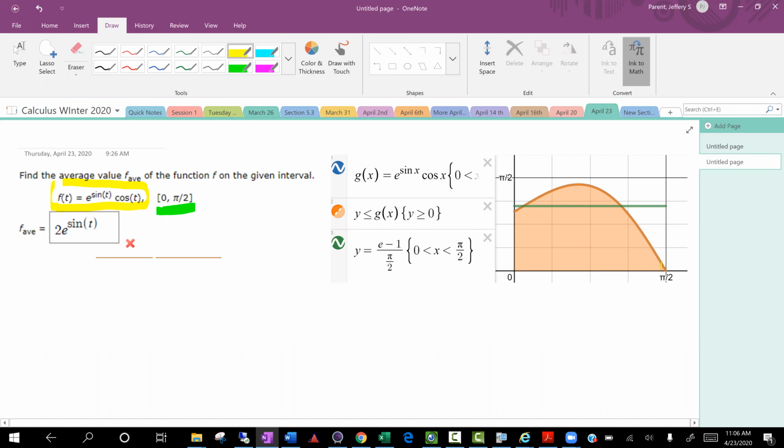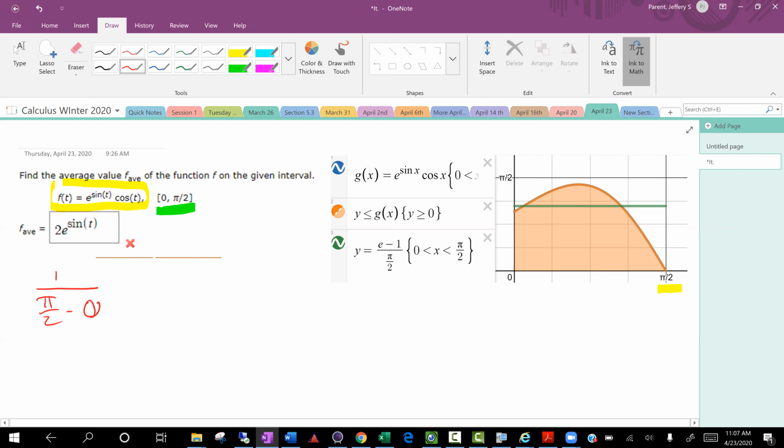Here's the graph, kind of an interesting looking graph if you actually did look at it beyond the interval 0 to pi over 2. But what we're interested in is the average value of this function. Now to get that, what we have to do first is integrate the function from 0 to pi over 2, and then we're going to divide by the length of that interval. So to set that up, we go over here. That's going to be 1 over the length of the interval. So that's this right here.